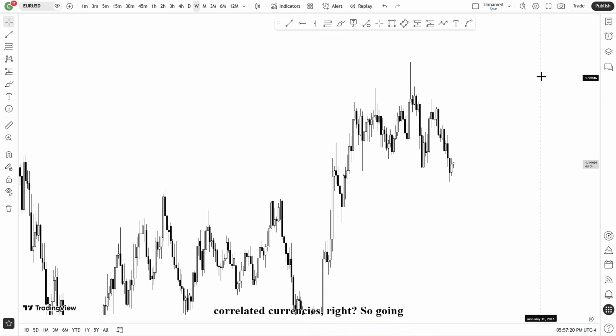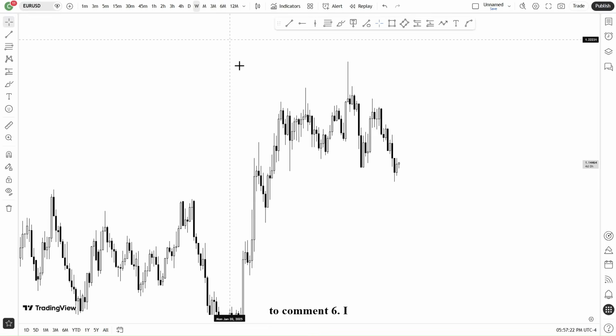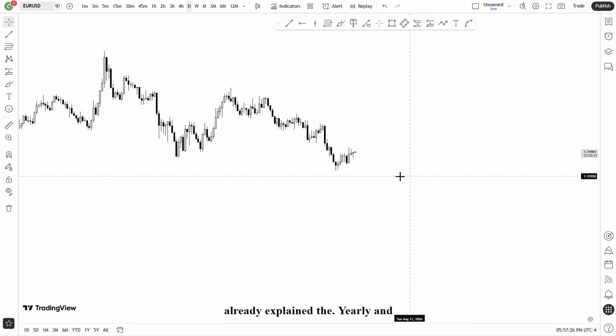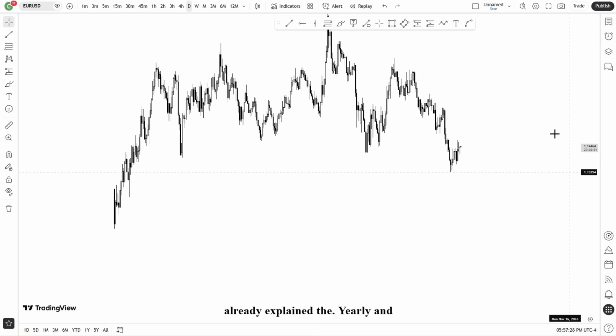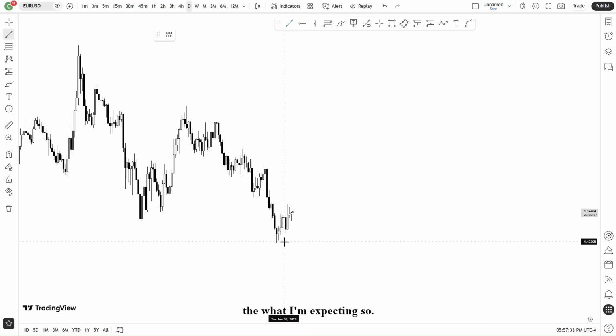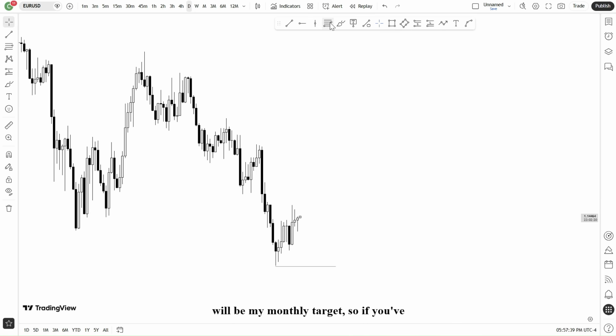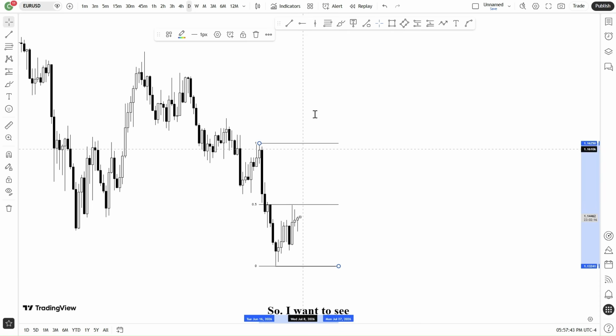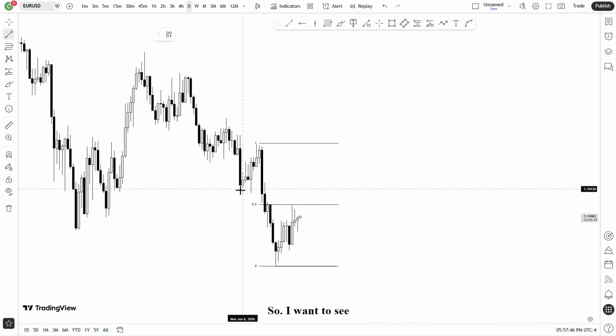right? So going to currencies, I will not waste much time because I've already explained the yearly and quarterly logics. So I'll just mark out what I'm expecting. I'm expecting this low to be my monthly target. So I'm figuring out the current range, right? So I want to see price.